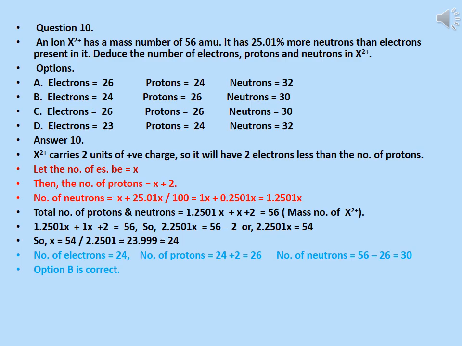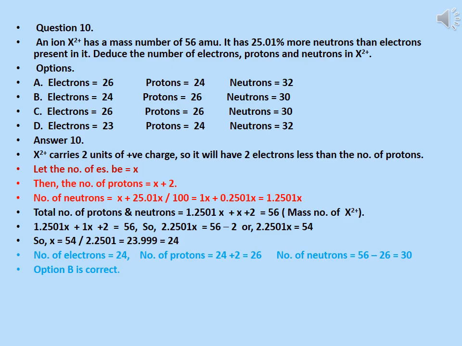So, the number of neutrons would be x plus 25.01x divided by 100, because that is the percentage, isn't it? So that becomes equal to 1x plus 0.2501x, or 1.2501x. That is the number of neutrons in the dipositive X2+ ion.